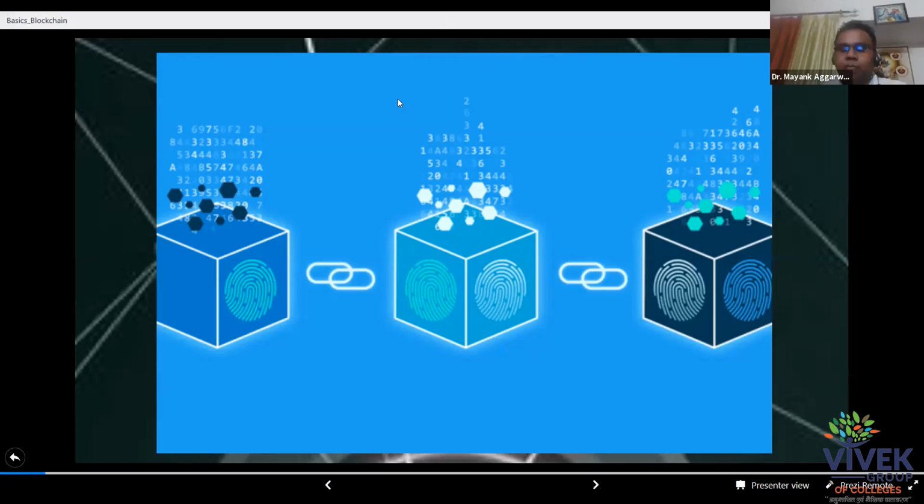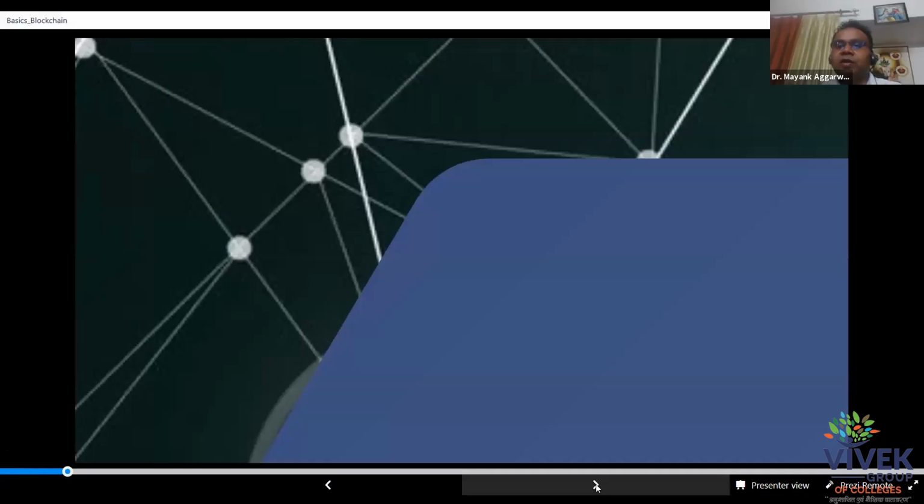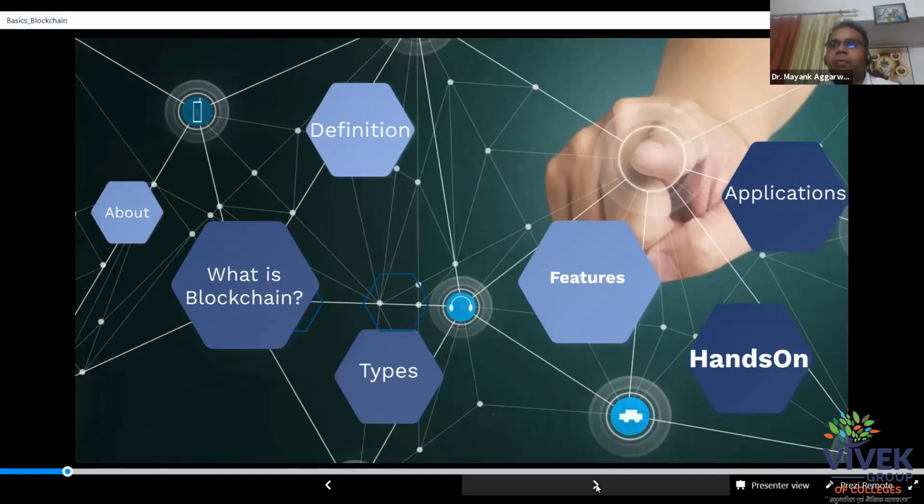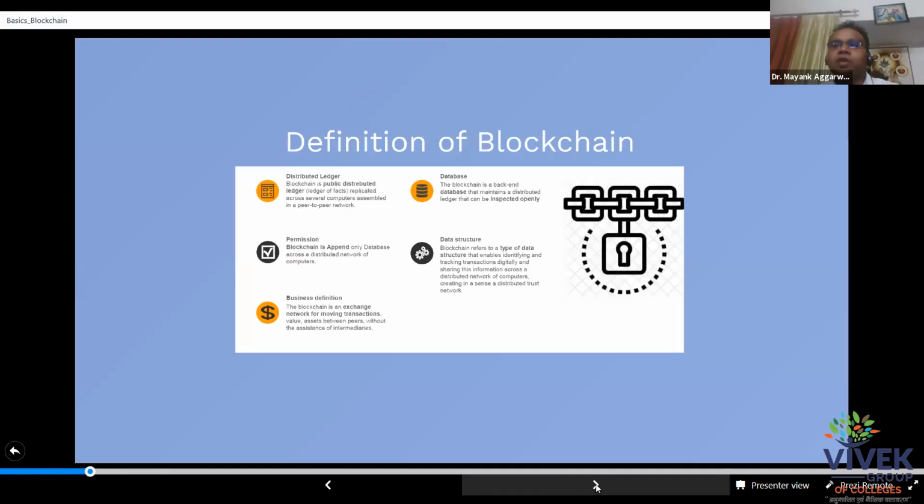So blockchain, I was telling you, is similar to a linked list. Now we will see certain definitions of blockchain, how blockchain is defined in different books, in different journals or in different papers. But before we take the definition of blockchain, let us understand it with various examples.